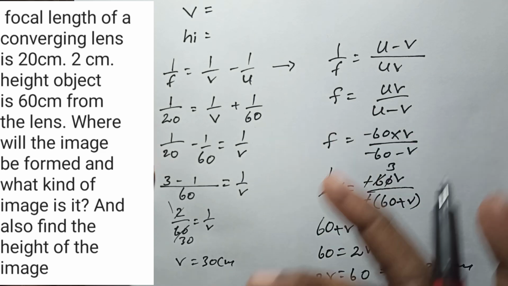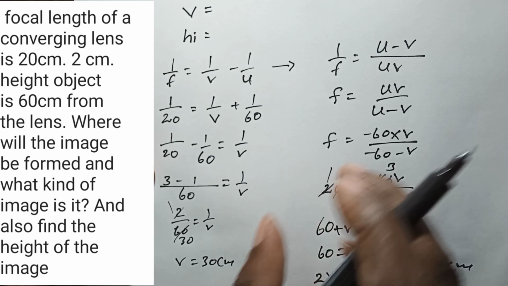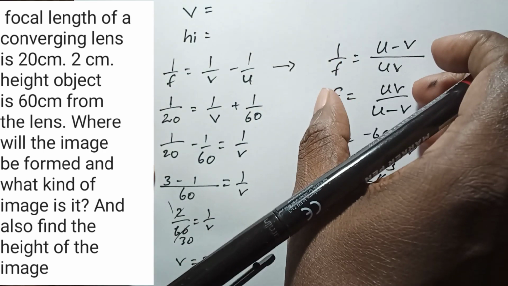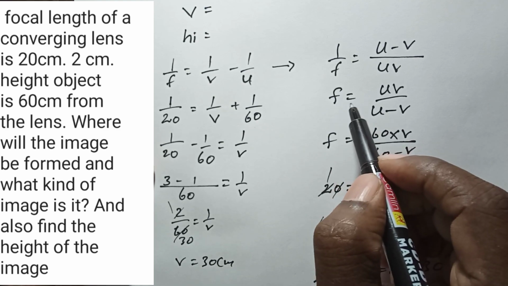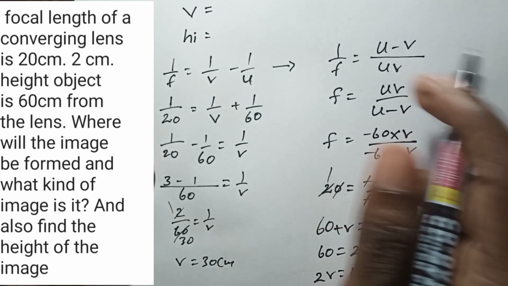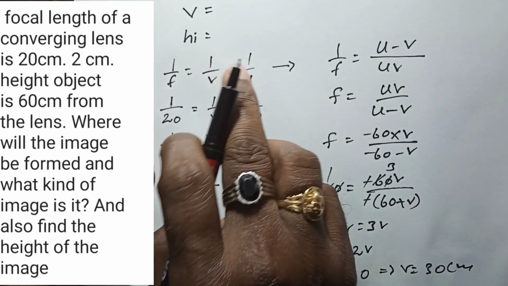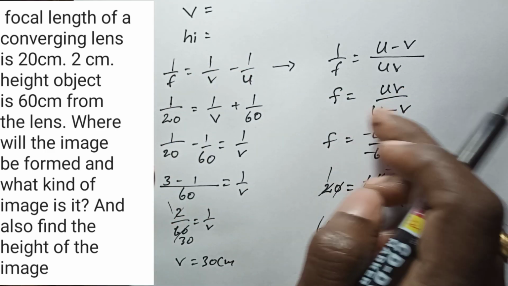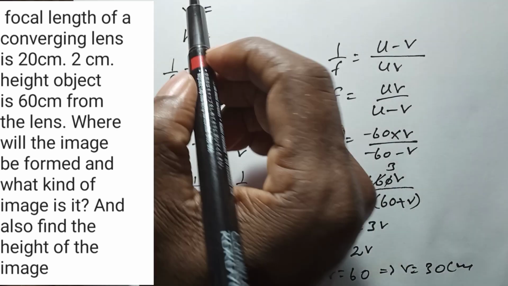Either this method or that method, anything you can follow. So finally we will get the same answer. For this one, before we were doing the LCM, then this is another way to write the formula: F equal to UV by U minus V. From 1 by F equal to 1 by V minus 1 by U, we get F equal to UV by U minus V. So you can choose any one of the methods for solving the problem. Now we have to find the height of the image.